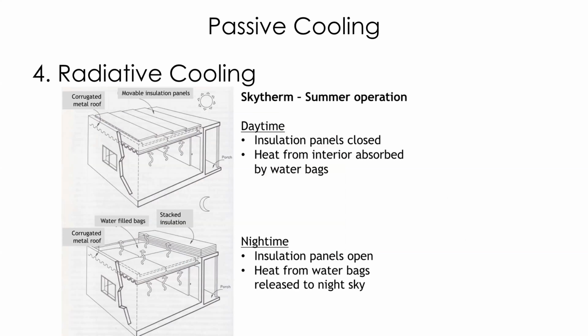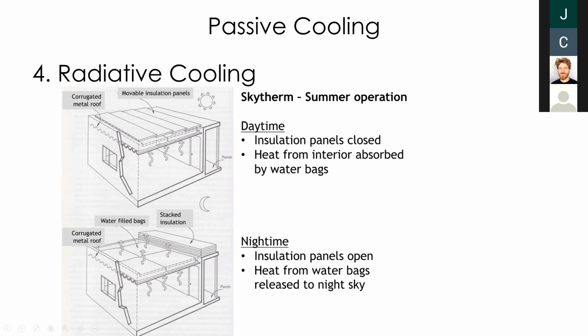Then the fourth strategy is using something like Skytherm for radiative cooling. This is like a roof pond system. So you might have these water-filled bags on the roof of the building acting as thermal mass. Then you can use the stacked insulation, which can either retract and leave the water exposed or expand back out and cover the water to insulate it.